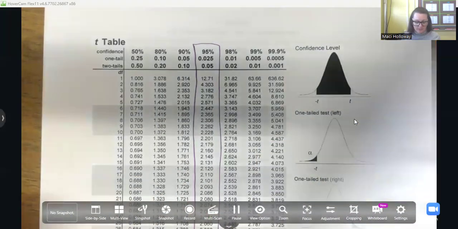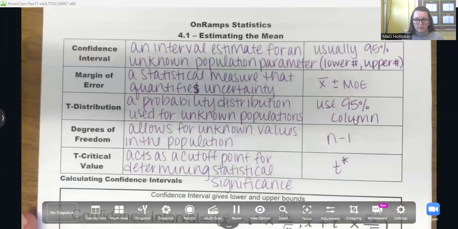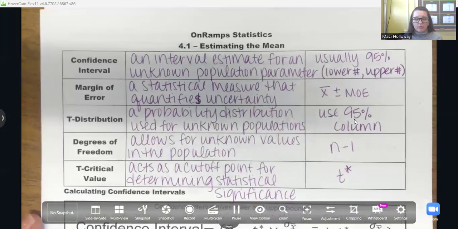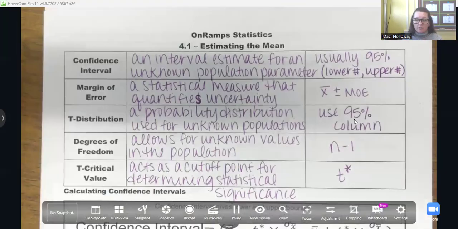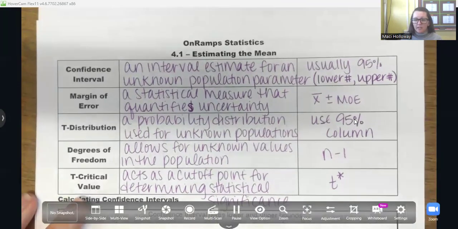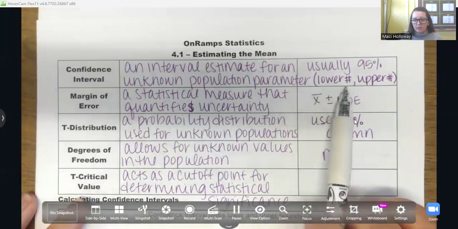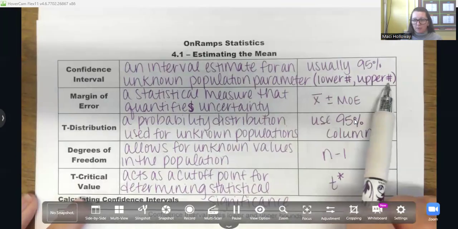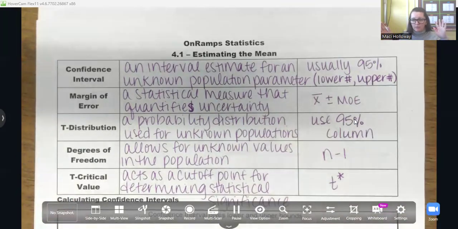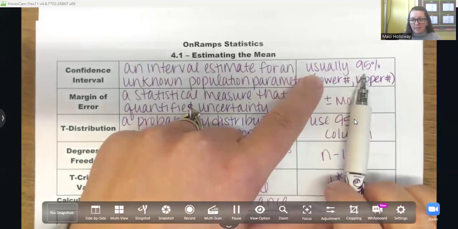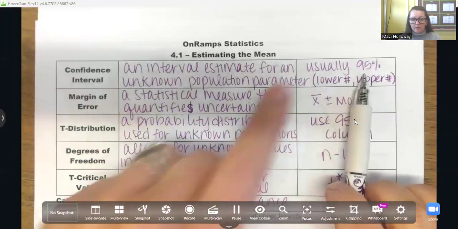So I'm going to put up some of our vocabulary terms for this unit. One is confidence interval. It's just an interval estimate for an unknown population parameter, and we state our confidence interval as a lower number and an upper number, kind of how we were doing our empirical rule intervals, and we're usually going to be at the 95% confidence level.